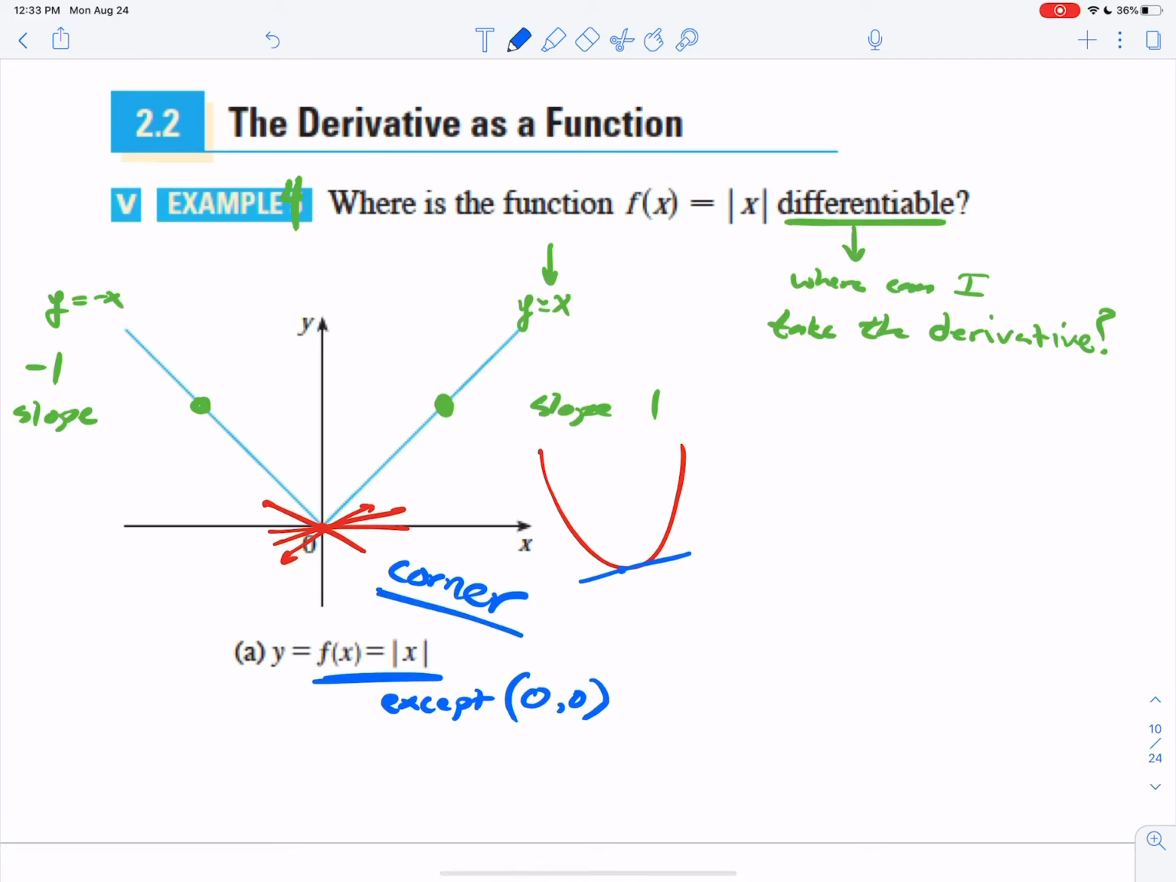So the first example is you want to make sure that your graph doesn't have any sharp turns. Okay? The most popular example is the absolute value, but even if you have a cusp where it changes dramatically, where there's a sharp turn, it won't be differentiable there. It'll be differentiable everywhere else, but not at that corner or cusp, okay?